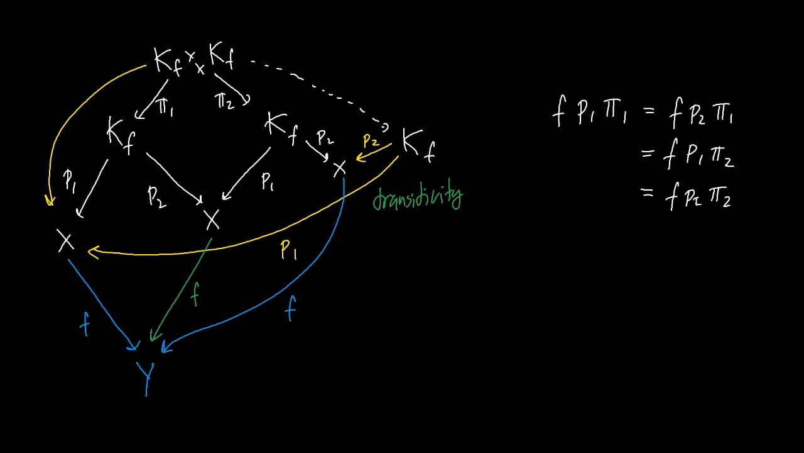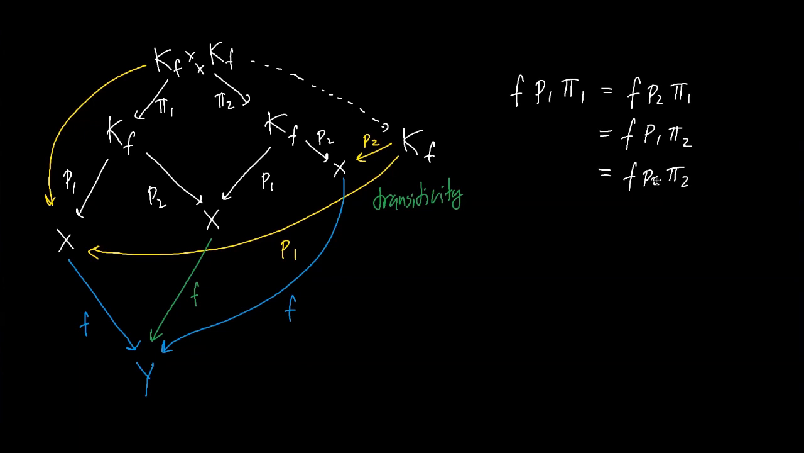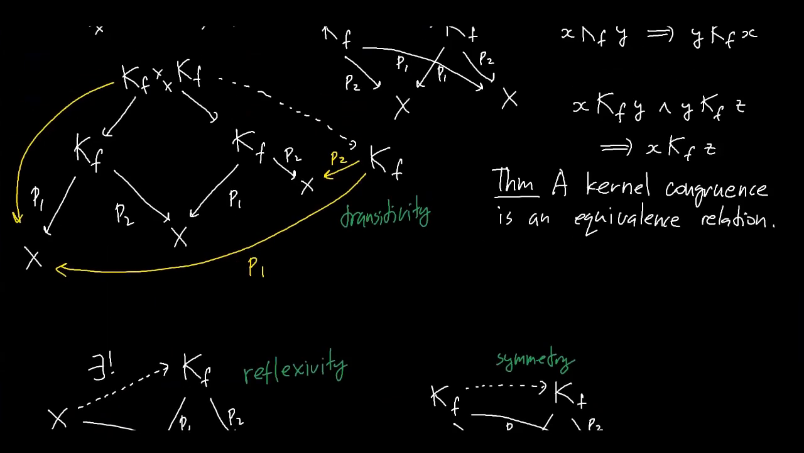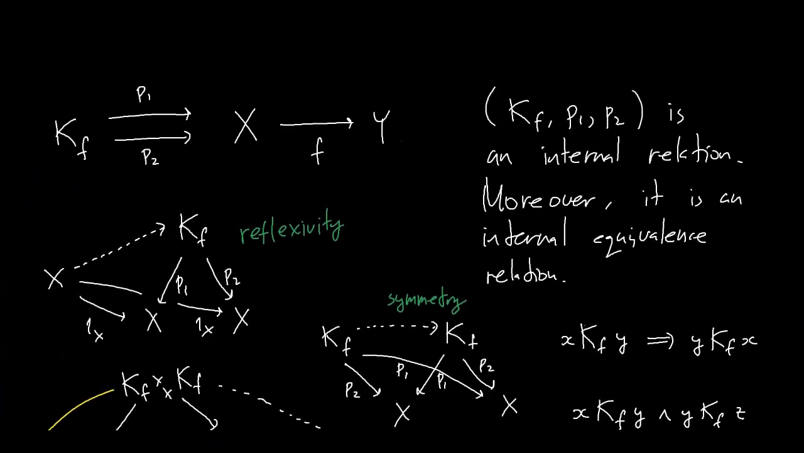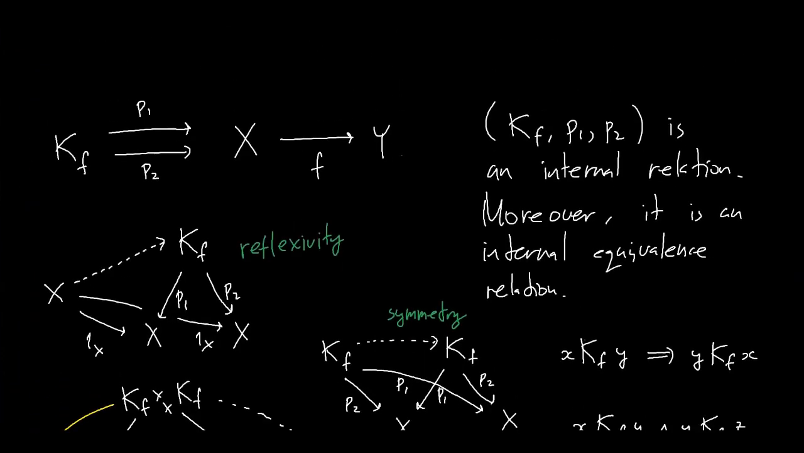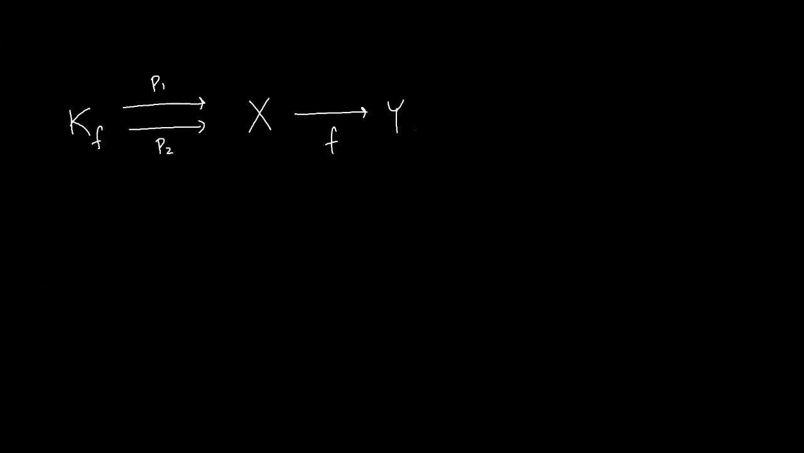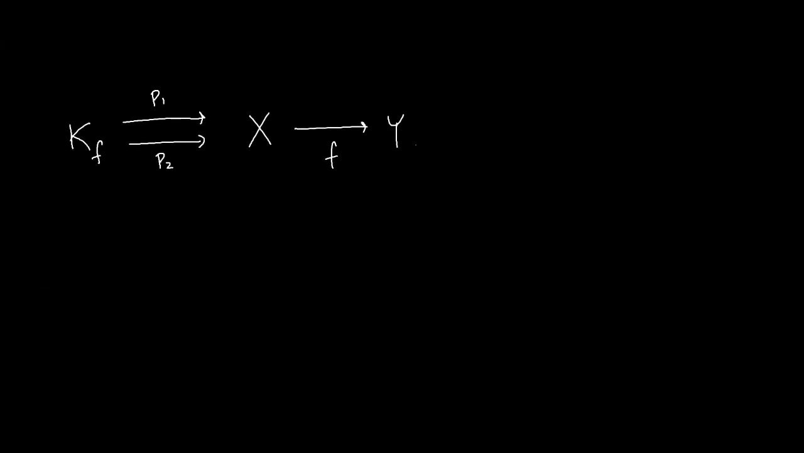Alexander, you're happy with that? Yeah, as well. Fantastic. So we've now proved this theorem that a kernel congruence is always an equivalence relation. Okay, we want to take a next step now. We've got this equivalence relation, and what happens if we take the coequalizer of P1 and P2?